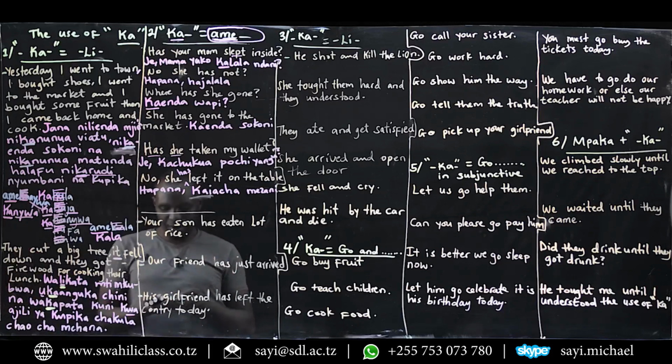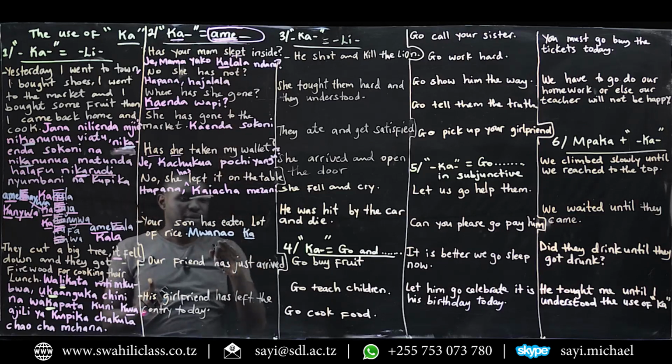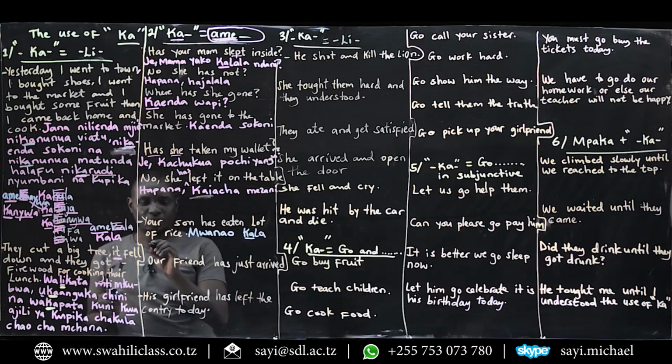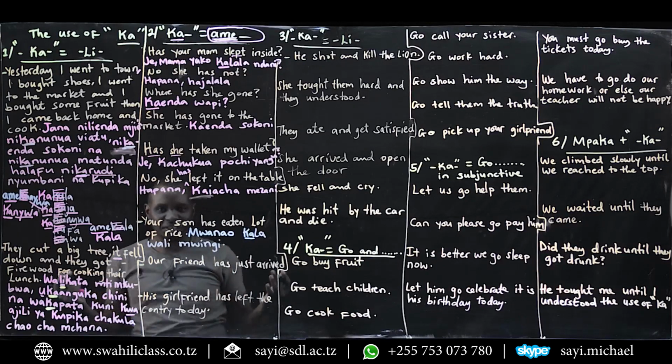So, let's see more examples. Your son has eaten a lot of rice. How do you translate that sentence in Swahili? Your son will be mtoto wako or just mwanao. Mwanao has eaten. Amekula. So instead of amekula, "ame" is just "ka". Kula is a monosyllabic verb, we drop the ku. So mwanao is the same as mtoto wako. Mwanao kala wali mwingi.